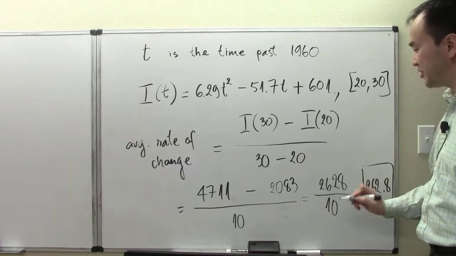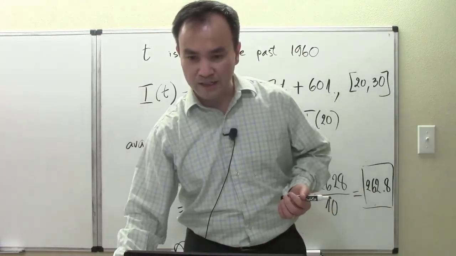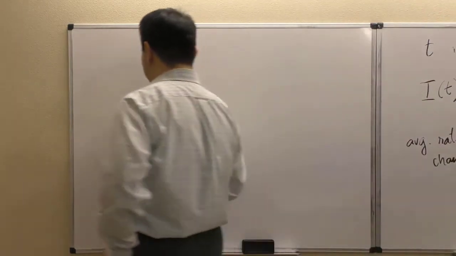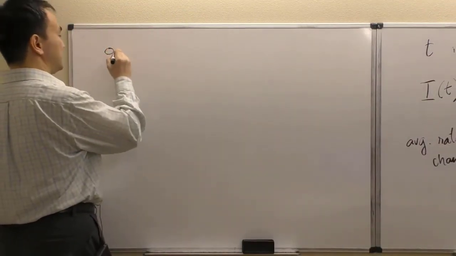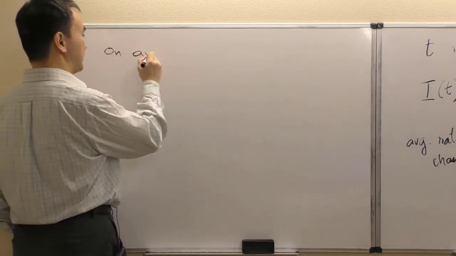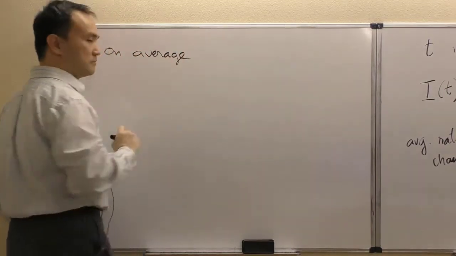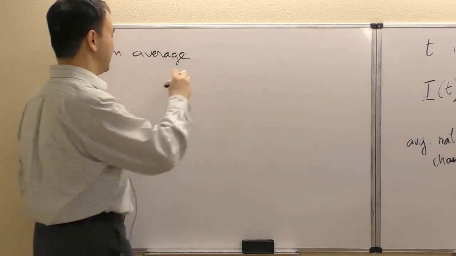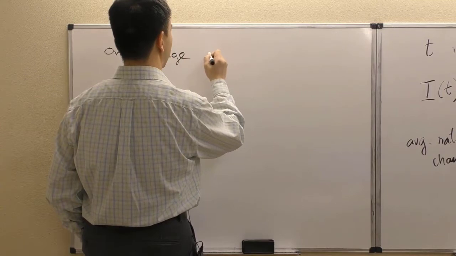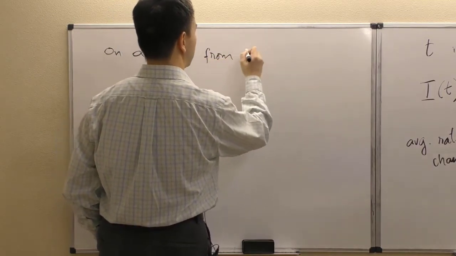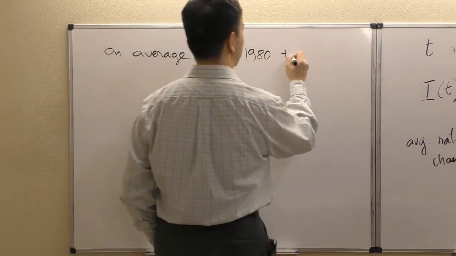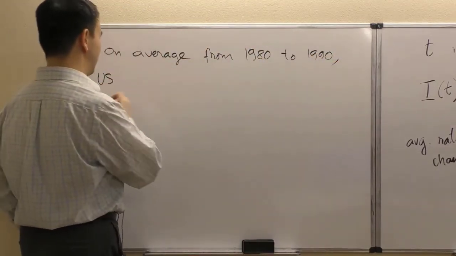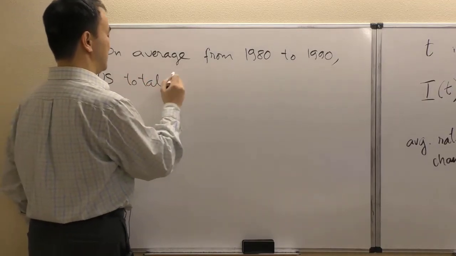And that's the interpretation. Let me quickly swing by the other board and write the meaning of that. This is only an interpretation. So on average, in a whole time frame of 10 years from 1980 to 1990, on average from 1980 to 1990, U.S. total personal income.